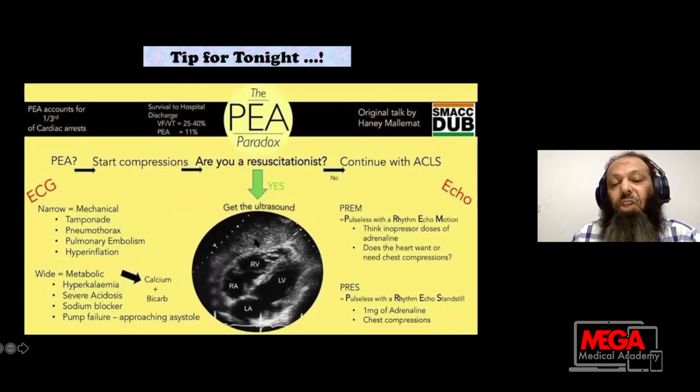How do you differentiate by point of care ultrasound during the PEA? We have two rhythms. Either we call it PREM, pulseless rhythm with echo motion, which will help you to increase the pressor doses. Or we have another entity we call PRESS, pulseless rhythm with echo standstill. Here you will give the epinephrine. So this is really the PEA, and this is really the pseudo-PEA.